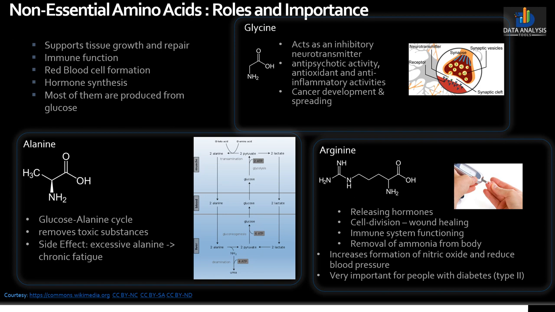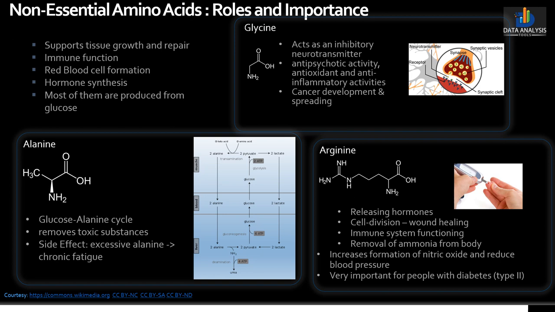Alanine. Alanine plays an important role in the production and conversion of glucose to energy. It lies at the central hub of carbon metabolism, being synthesized by alanine aminotransferases. Some people take alanine supplements when their blood sugar level drops to keep it from falling too low. It removes toxic substances released from the breakdown of muscle protein during intensive exercise. Side effects of alanine include that when there is an excessive alanine level in the body, it is associated with chronic fatigue.